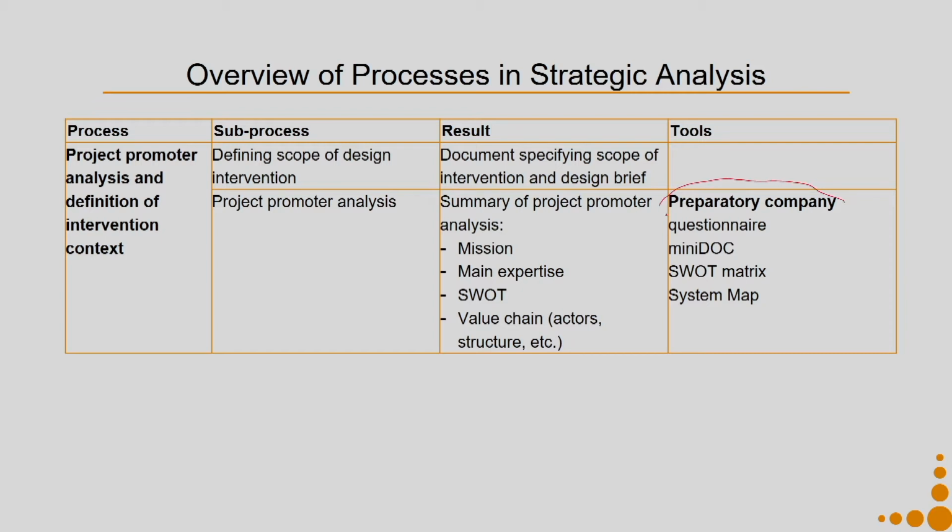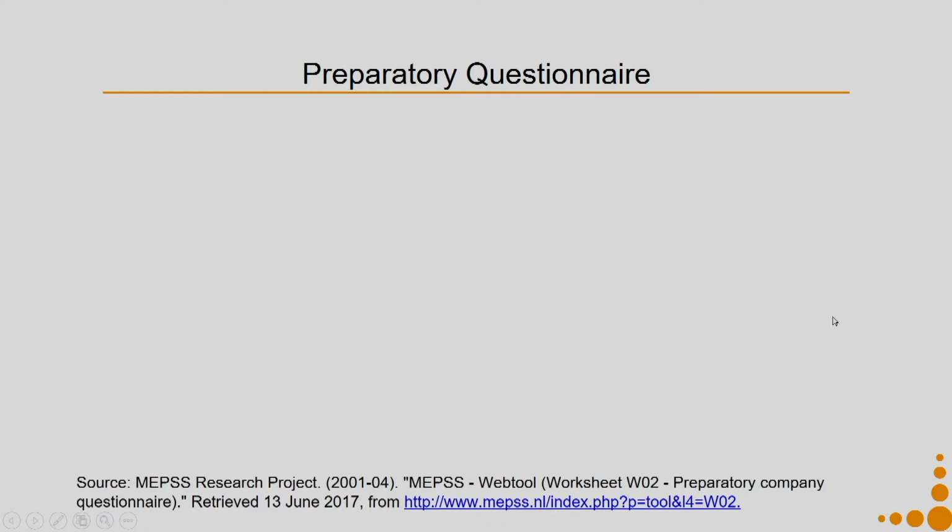Existing values. So, let us take each of these tools and see how we implement them in light of the key questions. The first tool that we will go through is the preparatory company questionnaire. You are supposed to prepare this questionnaire and go and speak to different stakeholders in your project proposer's company, or the project proposer if it is an NGO, the main people who are going to handle it, and ask them these questions.